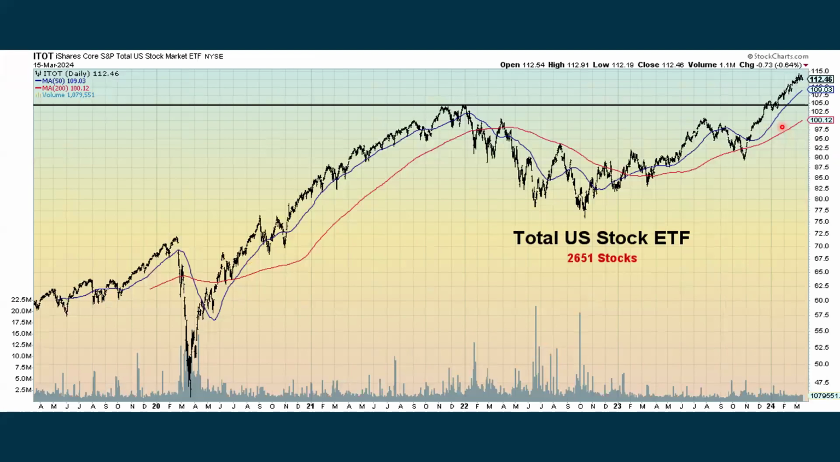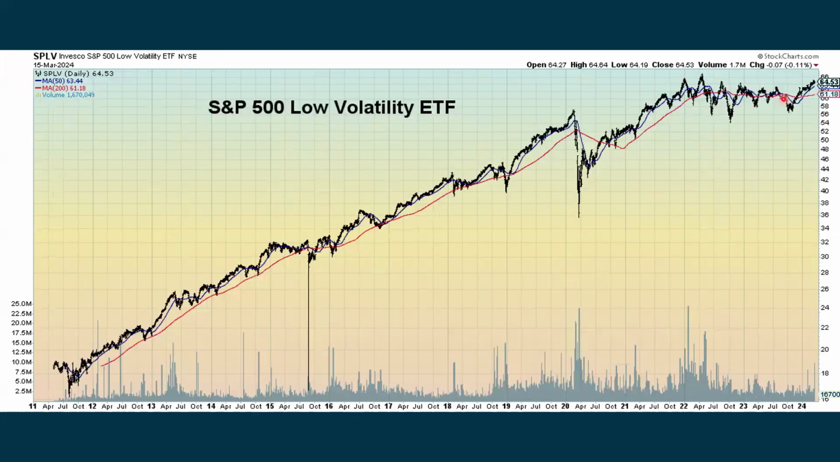This is a total US stock ETF. And this has 2,651 stocks. And this is coming off of setting recent all-time highs, and it's in a solid uptrend. So this, even though some of the Magnificent Seven are included in this, there's so many stocks in there. If it was only a small percentage of stocks that were really producing all the gains, we wouldn't see this going up the way it is. This is a little bit similar to the equal weight index.